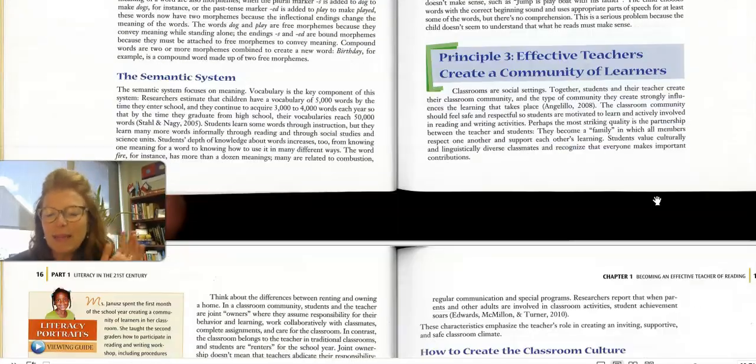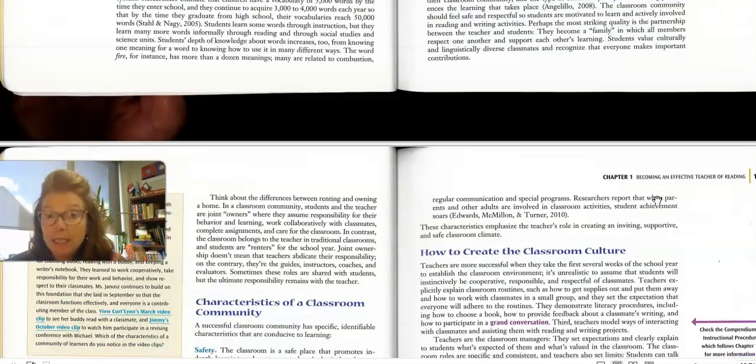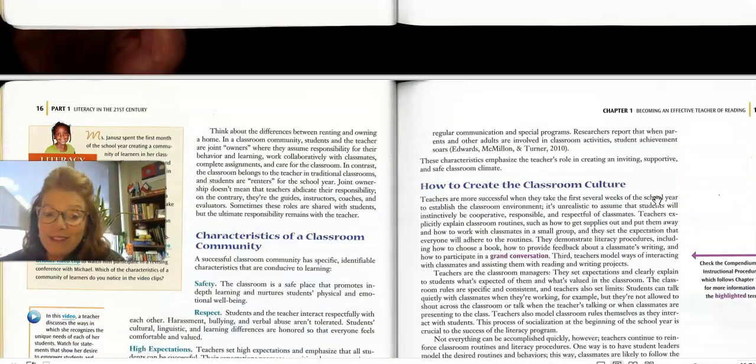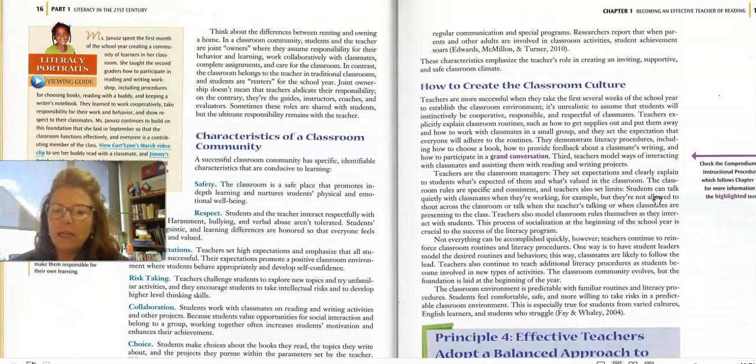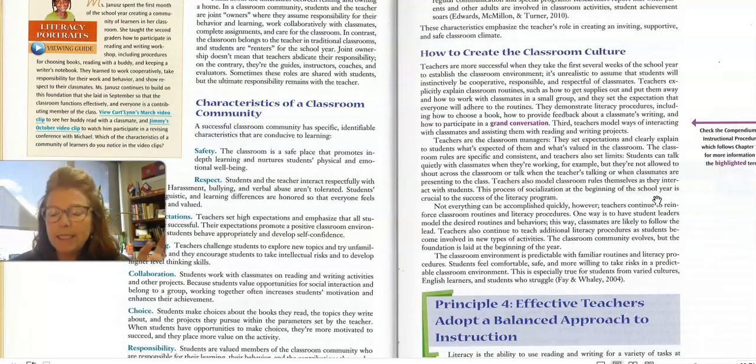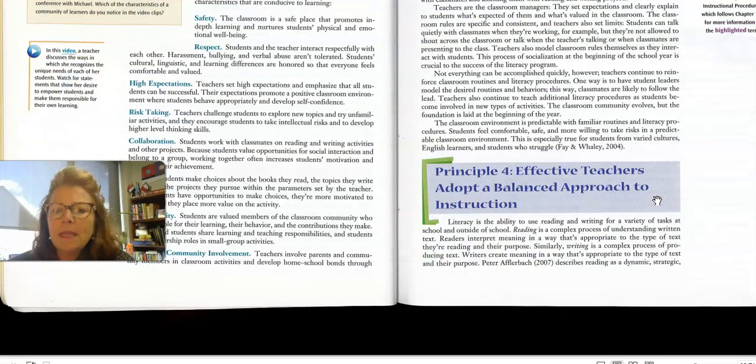It talks all about the pragmatic systems: an effective teacher creates a community of learners. Those of you that were at the graduation, I talked about this in my graduation speech, how important it is for us to become a cohort and to create that classroom culture. Make sure you read all this. This will be on your certification exam, money back guarantee.